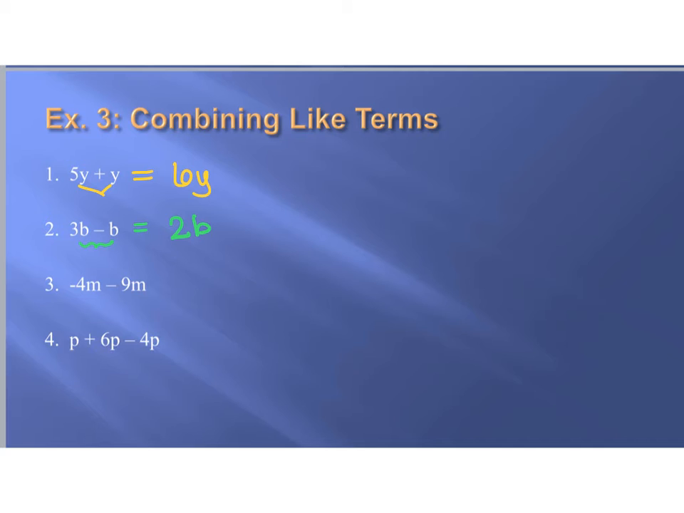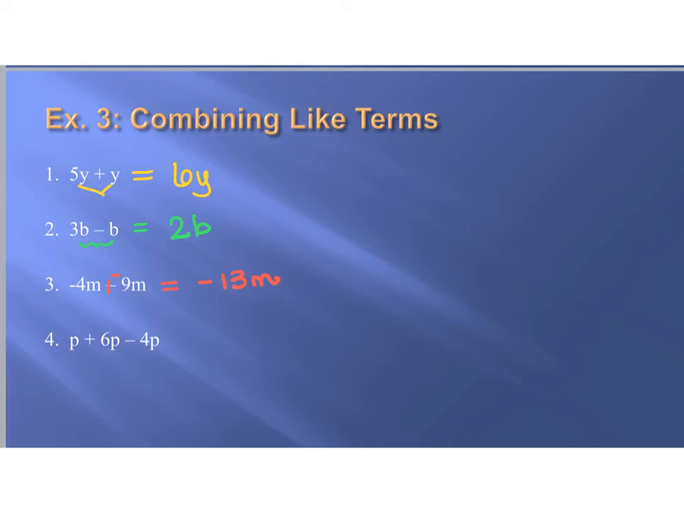For the next one, I have negative 4m minus 9m. Well, if I change this to plus a negative 9m, negative 4m plus a negative 9m gives me a negative 13m.